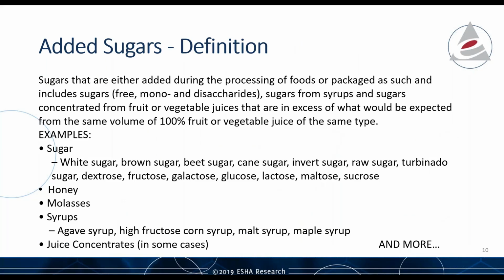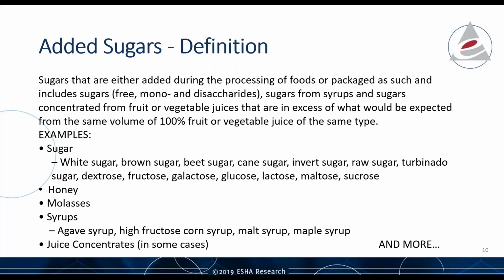The 2016 food labeling final rule states the definition that added sugars are either added during the processing of foods or are packaged as such, and include sugars-free mono and disaccharides that are from syrups. They include honey, sugars from concentrated fruit or vegetable juices, that are in excess of what would be expected from the same volume of 100% fruit and vegetable juice of the same type.